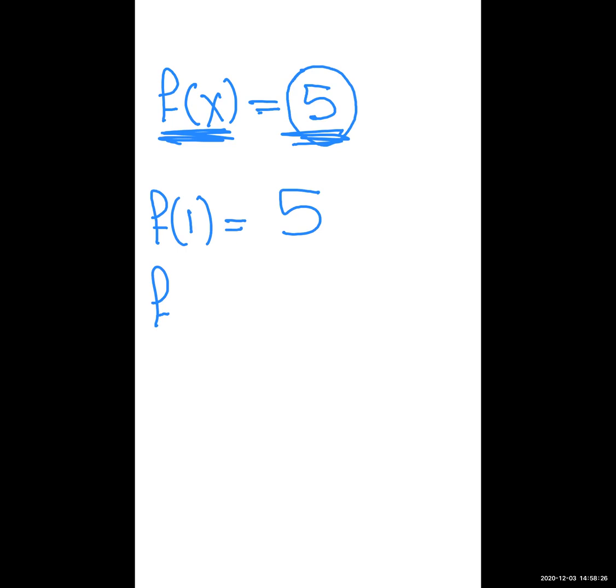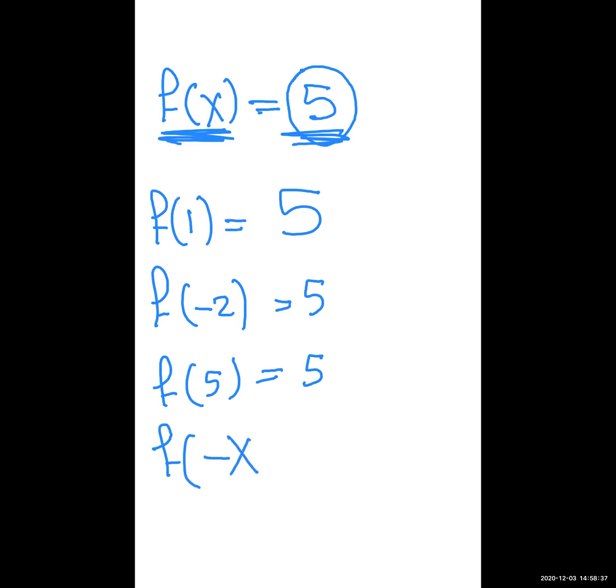F of -2 equals 5. F of 5 equals 5. F of -x equals 5. F of anything will equal 5. Are we clear? Yes. Okay, so if it's f of x equals 2, now f of 0 will of course equal 2. We said that it will never change.